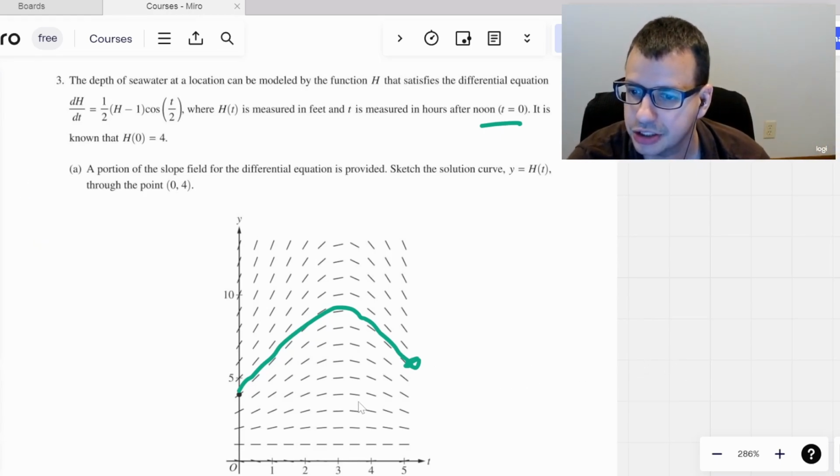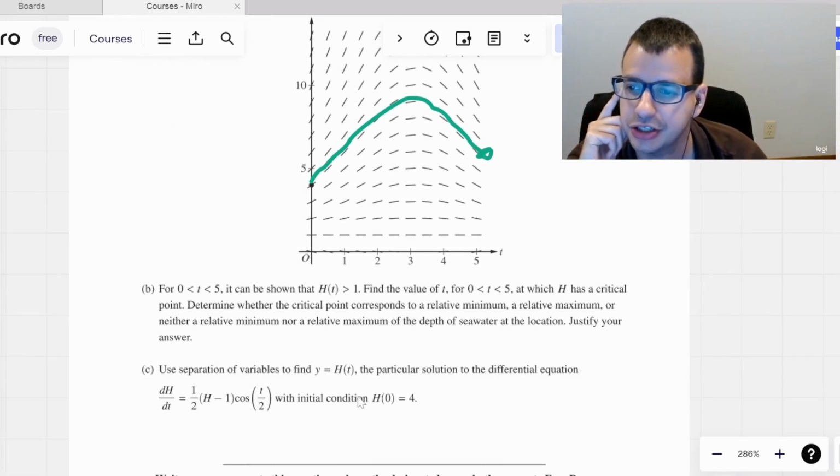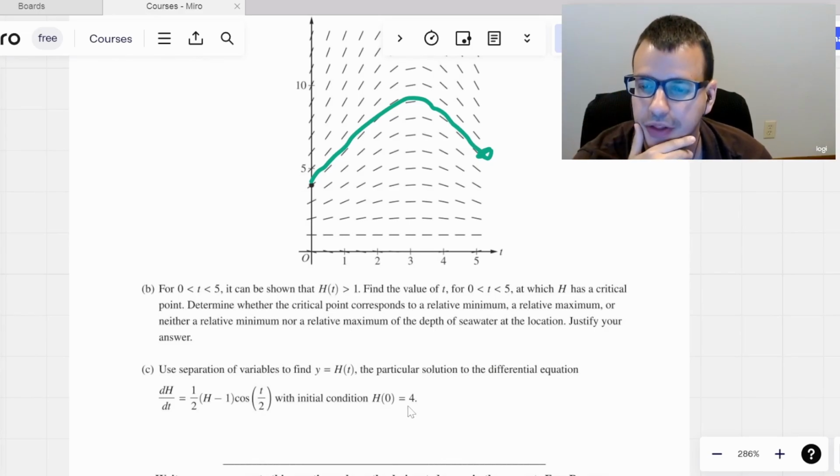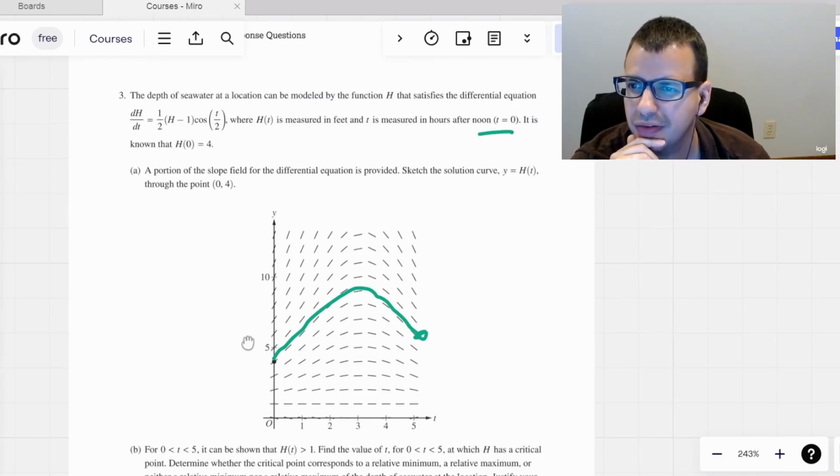So then, let's see. We have 0 less than t less than 5. It can be shown that h of t is greater than 1. What are we even looking for? Depth of seawater. So the depth of seawater is always greater than 1.